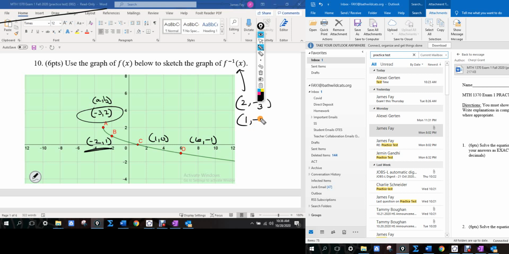Flip the x and y's, it becomes (1, -2), right? So if (a, b) is on f, then (b, a) is on f inverse. So then it could be (0, 1), it'll be (-1, 6). And that's how we end up graphing that function, that inverse. Does that make sense?